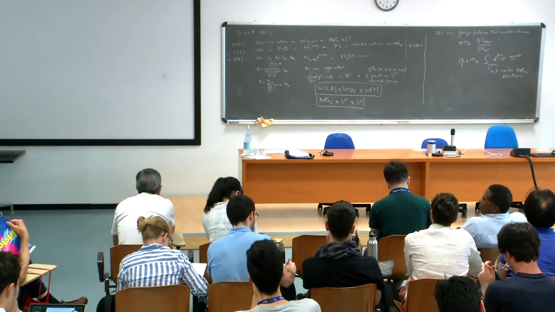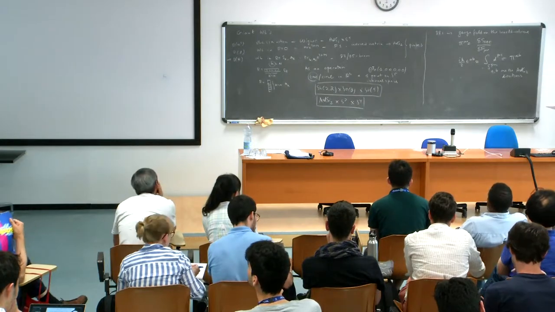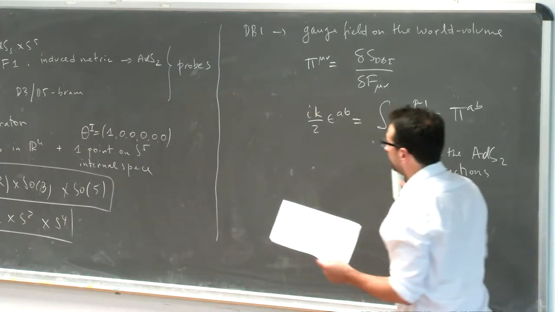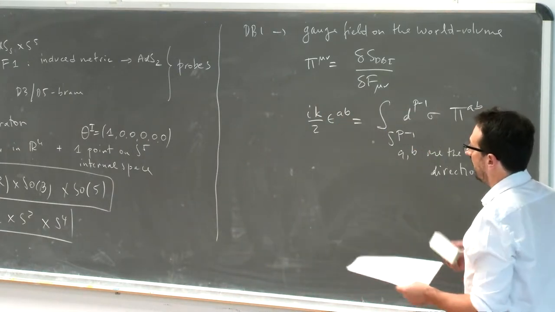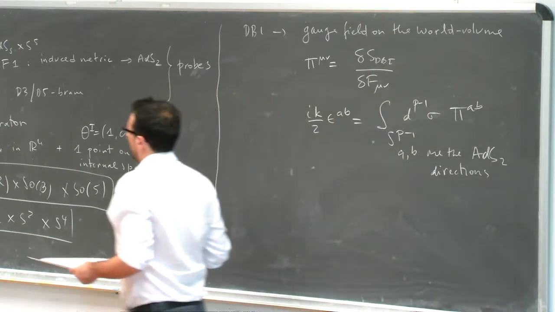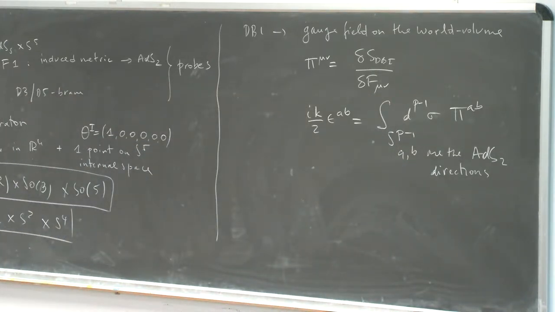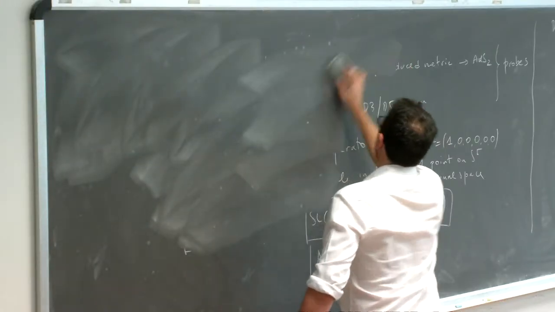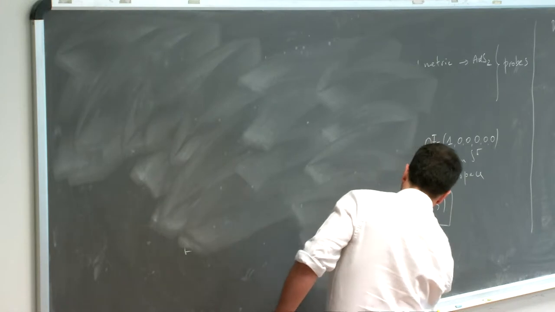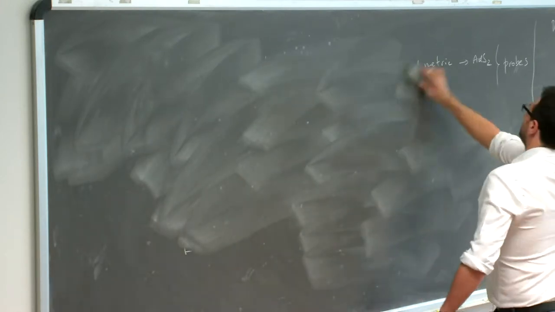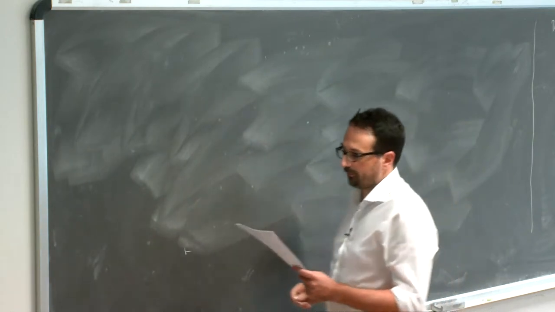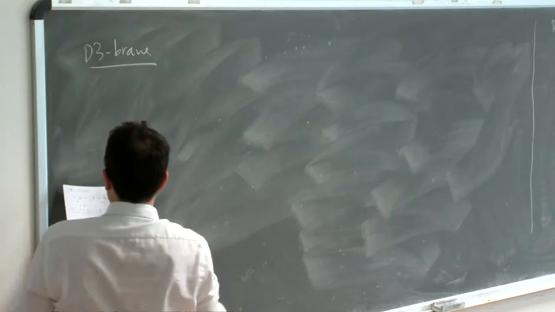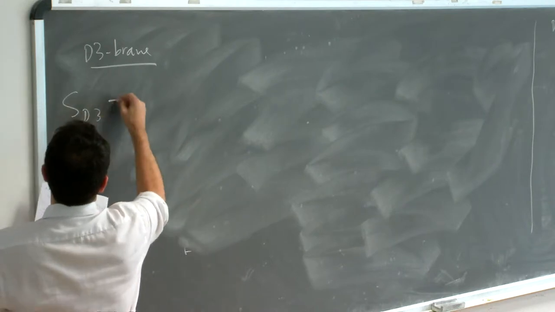OK, so now what we can do, we can actually do computations, and we can check these ideas, this derivation, with the matrix model and localization. So let me start with the D3 brane. I'm not going to do the full computation because it would take me too long, but I'm going to give you the gist of the argument.